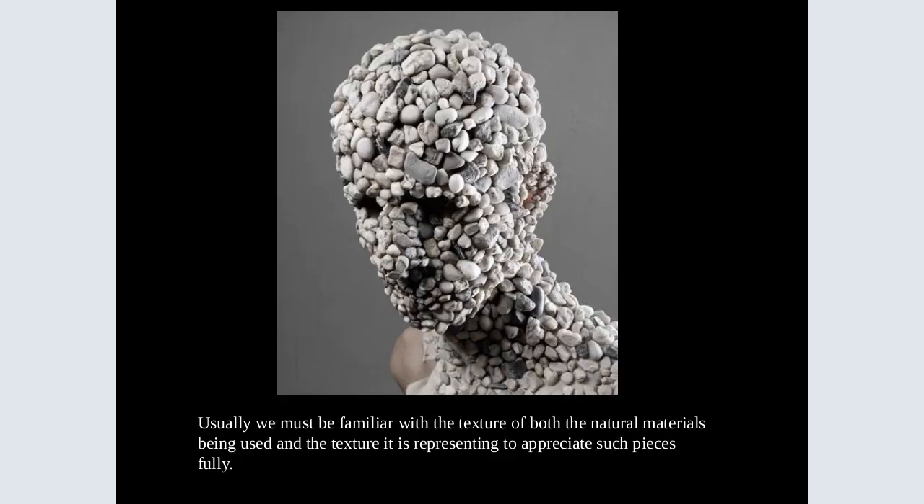Usually we must be familiar with the texture of both the natural material being used and the texture it's representing to appreciate such pieces fully. So if we look at this, again, we're not changing these rocks at all, right? We're just sort of gluing them on a frame. And what's interesting about this is actually a person. This is kind of a mask. So it becomes participatory sculpture. A person is using it. It's also personal interaction. You're wearing it. But again, we're not really altering it. It's perceived as you would normally find it in nature, although it's been rearranged in such a way that it comes off as an artistic piece, right?